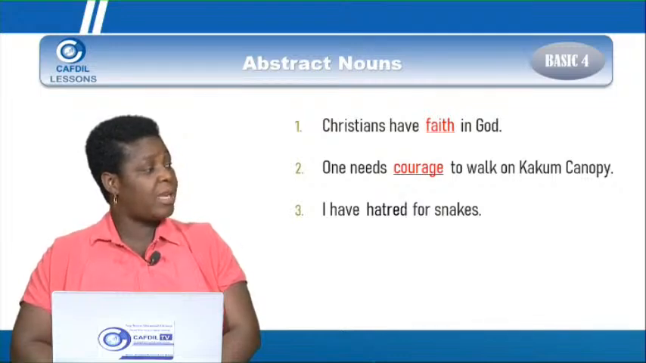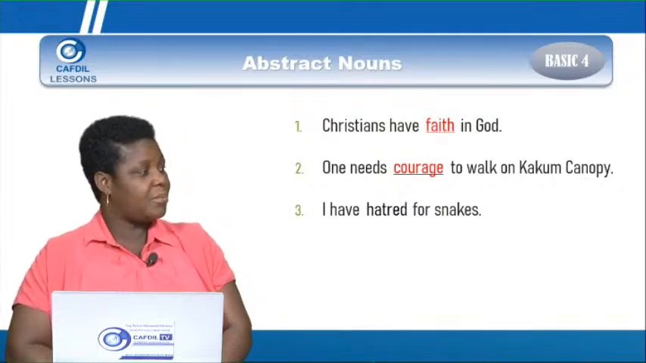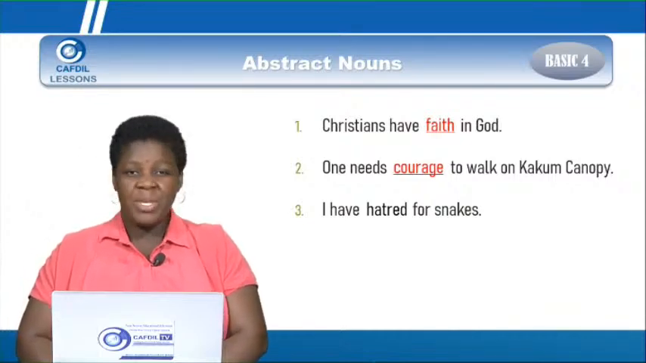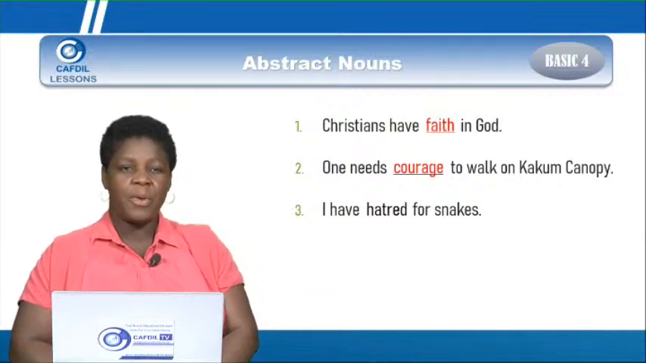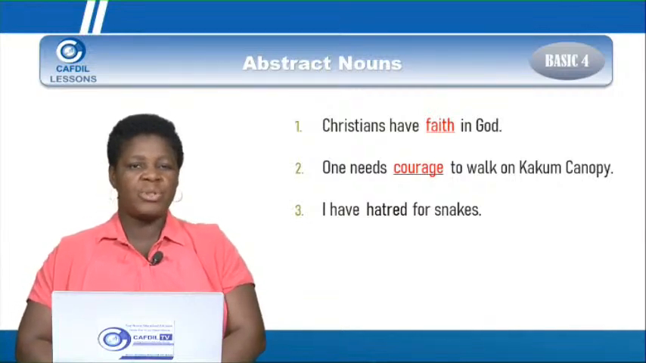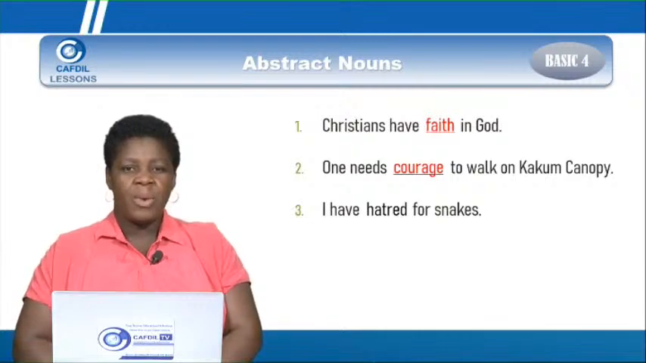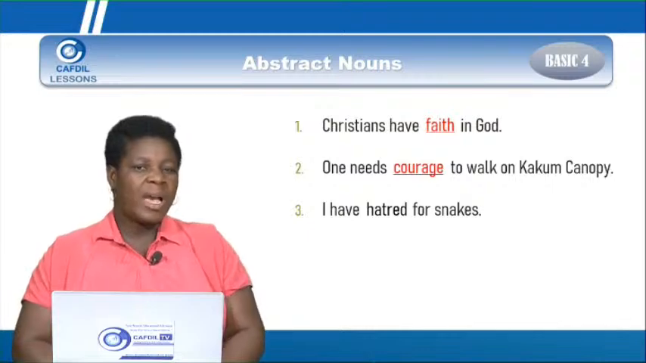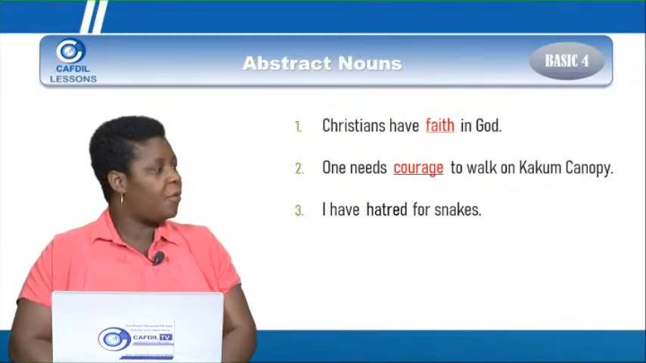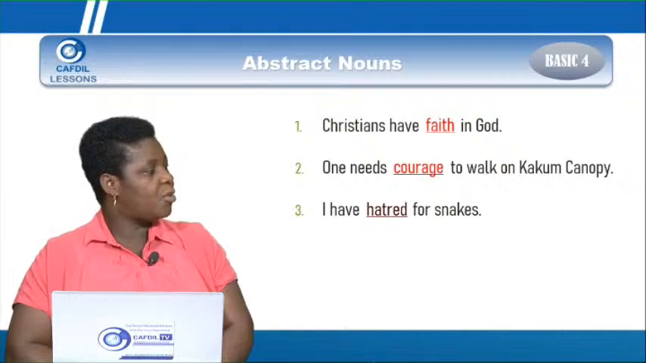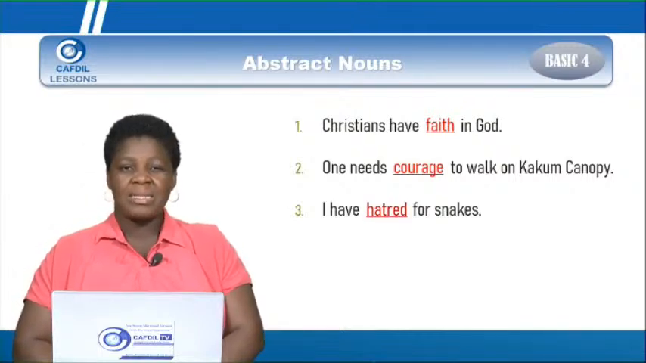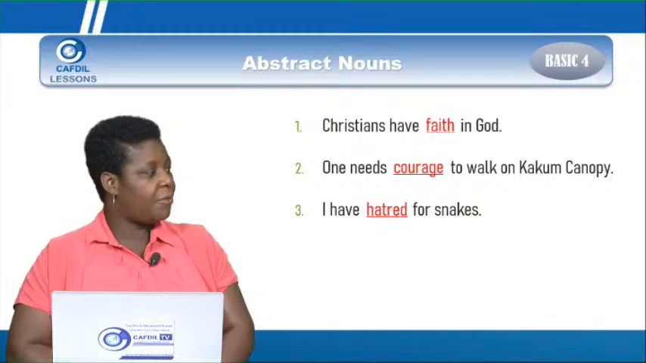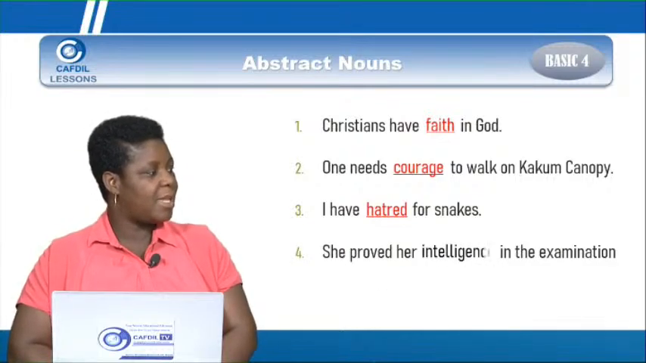I have hatred for snakes. Maybe you are bitten by a snake before. Therefore, you don't even want to see it. Why don't you want to see a snake? Because you hate it. You have hatred for snakes. So hatred is something that cannot be seen, it cannot be touched or felt.